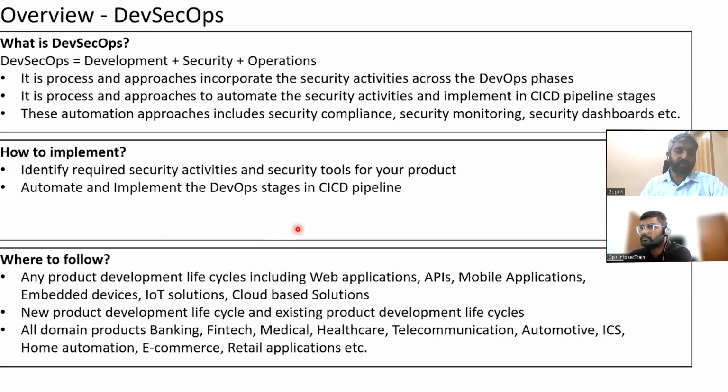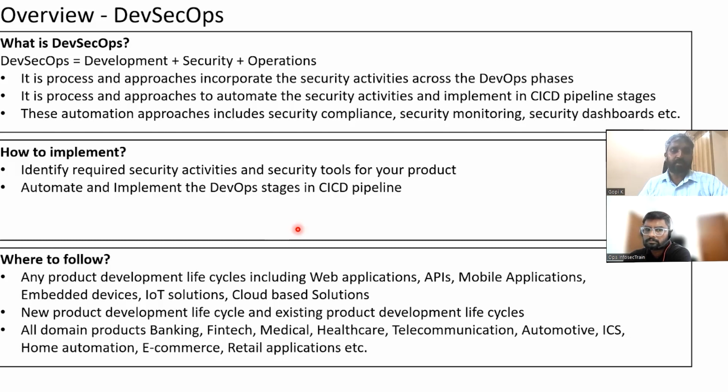Suppose we are following the DevOps methodology for any product development, like web application, API-based application development, mobile application, embedded devices, IoT solutions, cloud-based solutions. We can follow the DevSecOps practices and integrate these practices with the existing DevOps pipeline. This is applicable for new product development as well as existing product development. That is also one of the important points.